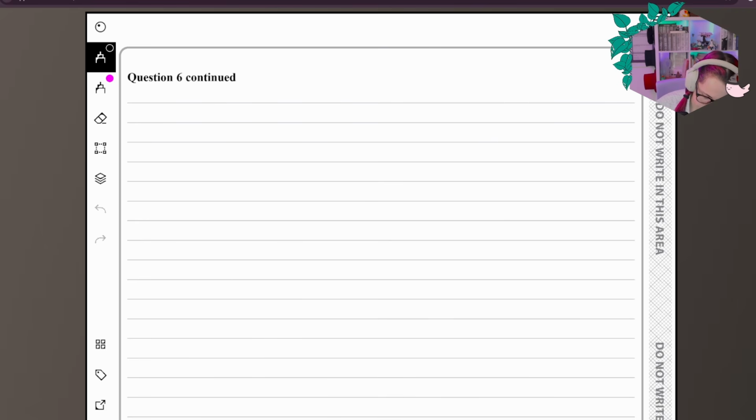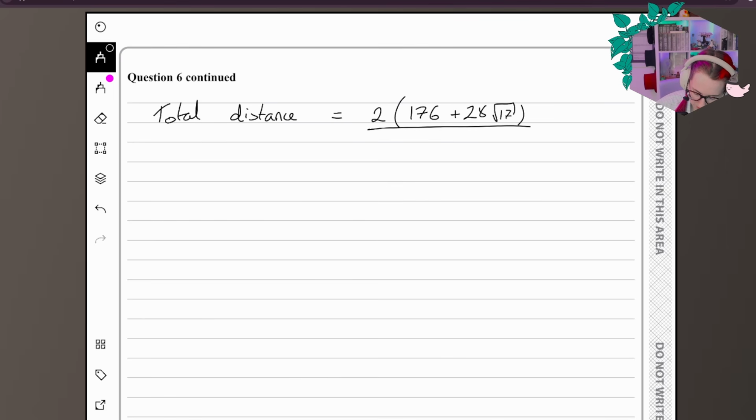So what we need to do is our total distance, remember they did 2 laps, is 2 lots of 176 plus 28 root 17. So that's in meters. So we need to divide by 1,000 to get kilometers. Oh, okay, I'm just going to plug all of that into a calculator. 176 plus 28 root 17 over 1,000 is 0.58 kilometers.